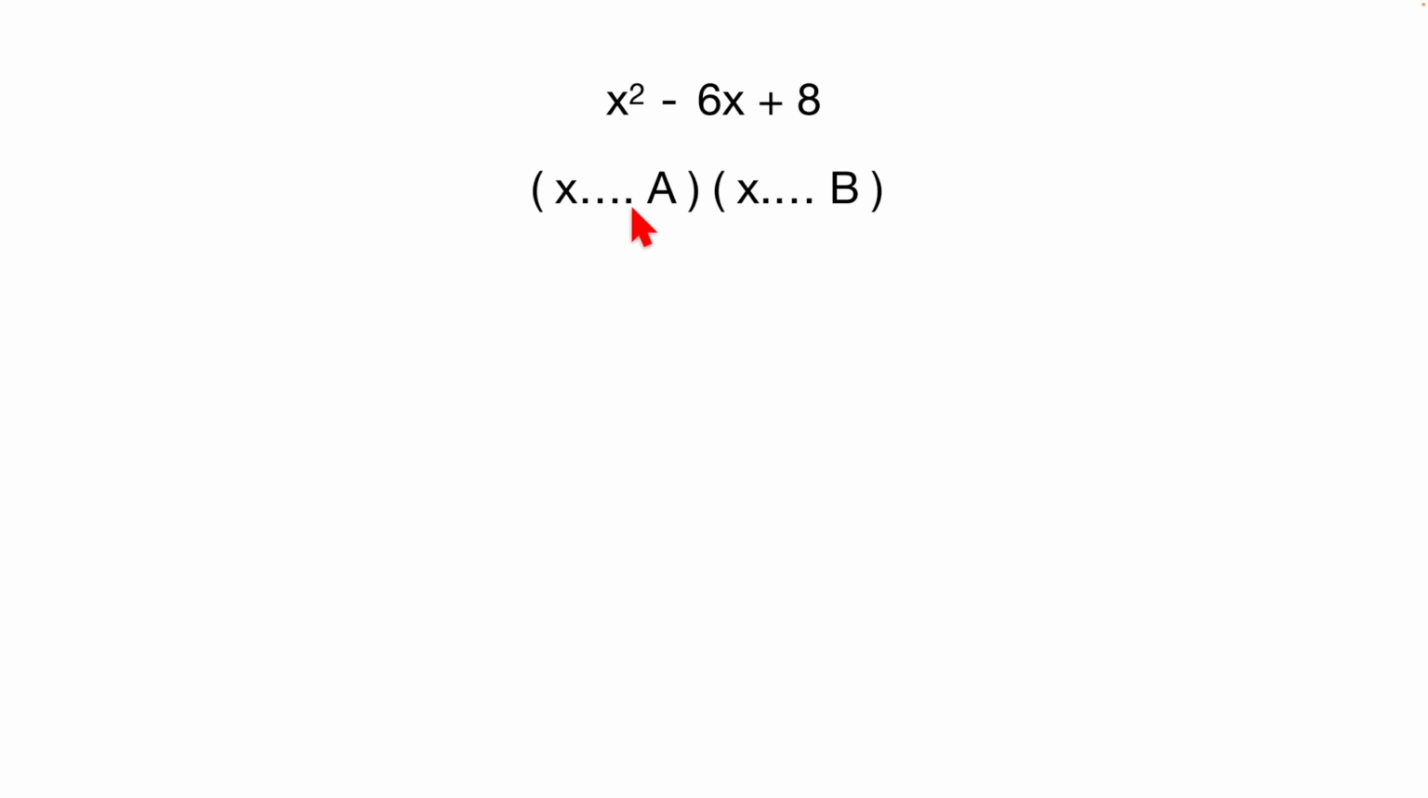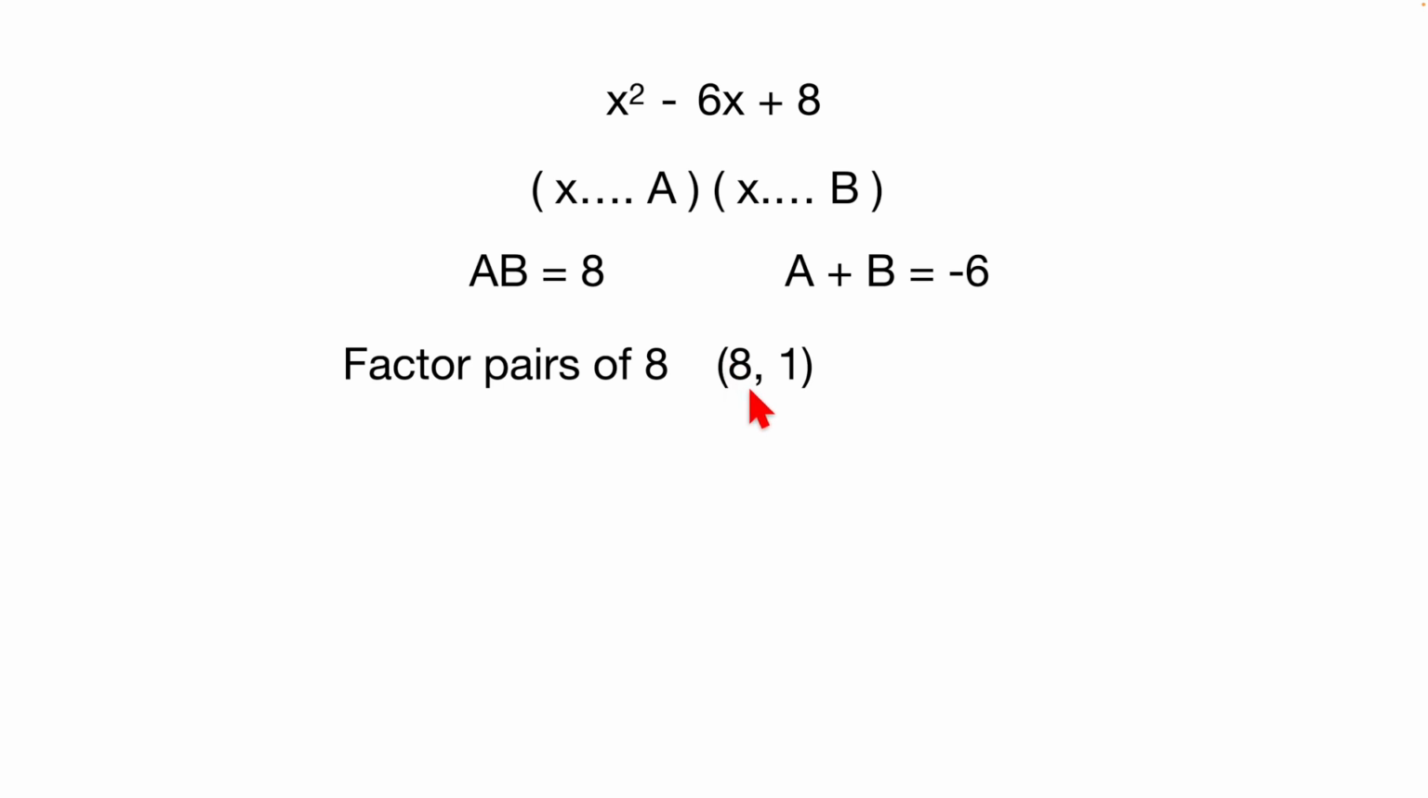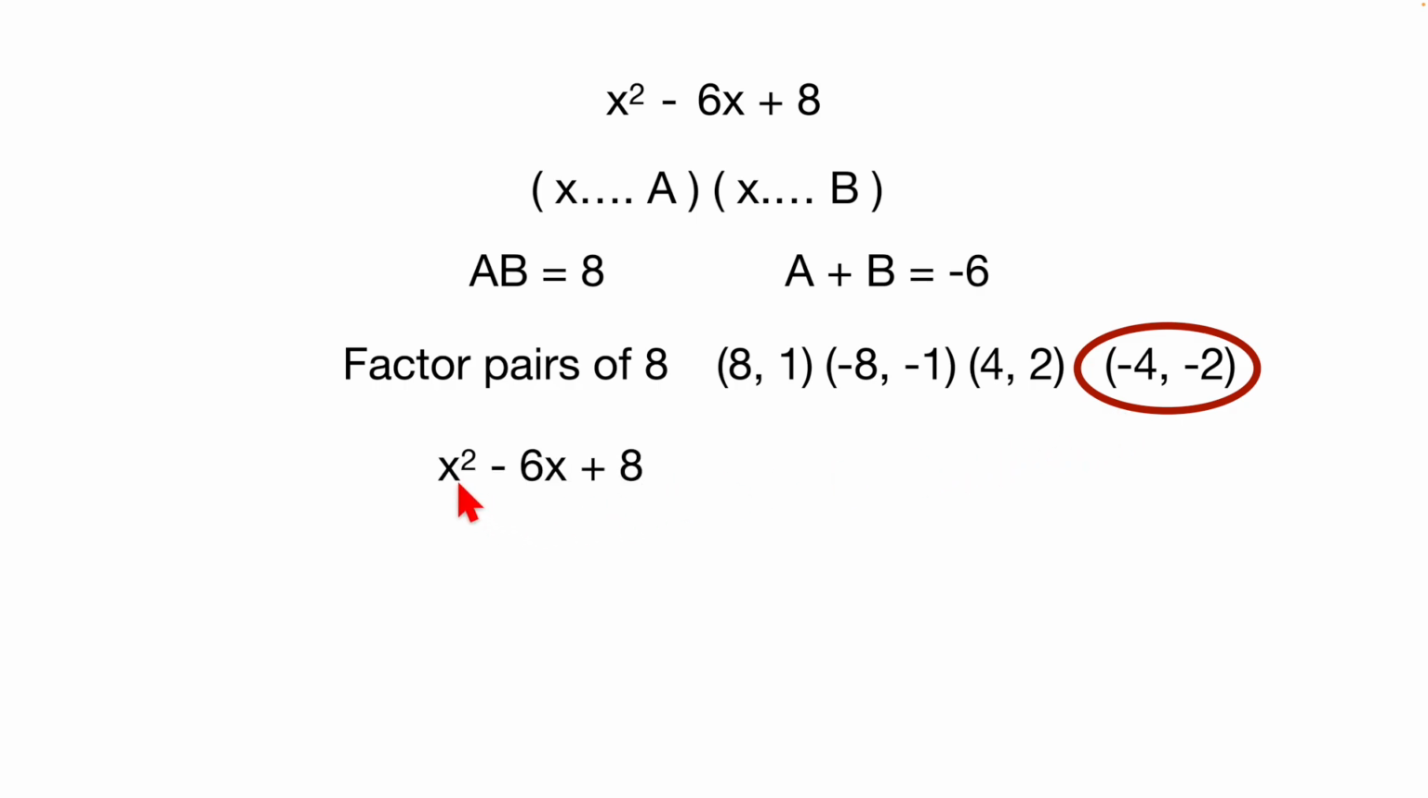So we're looking here. x something a, x something b. Straight away I can see that ab equals 8, but on this occasion a plus b equals minus 6. Right, factor pairs of 8. 8 and 1, not a minus 6. Minus 8 and minus 1, ooh, not minus 6. 4 and 2, no, minus 4 and minus 2. They will multiply to 8, and they will add up to minus 6. So these are the numbers that we are looking for. And now x squared minus 6x plus 8 is equal to x minus 4 times x minus 2.